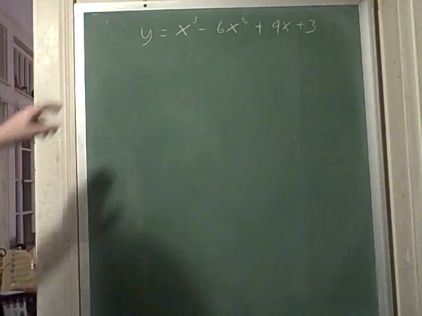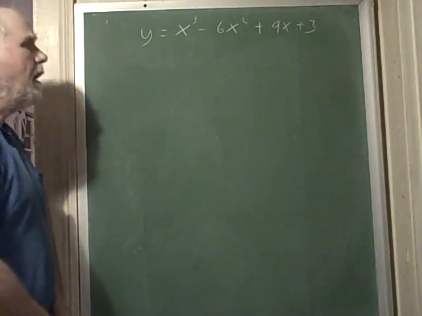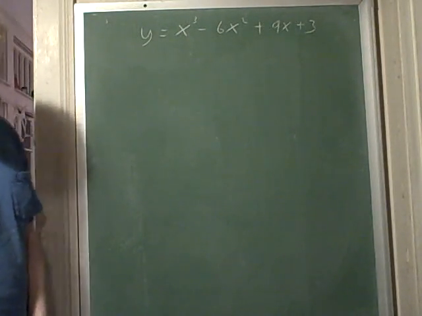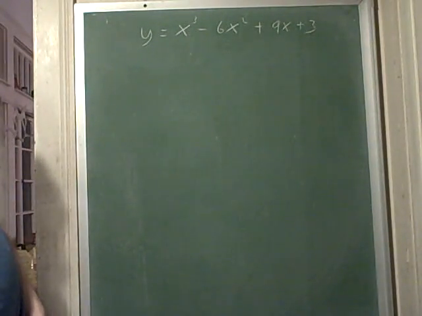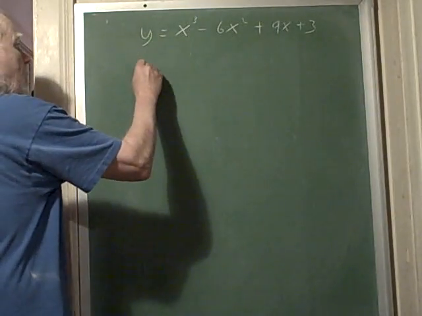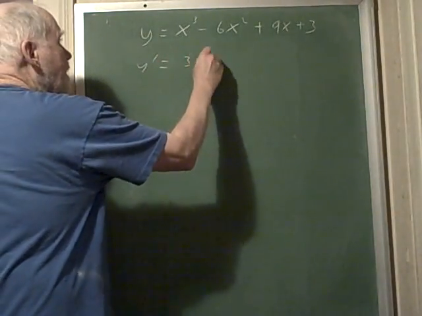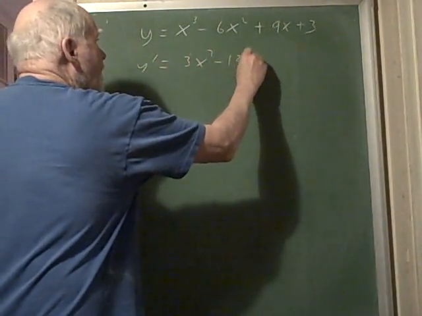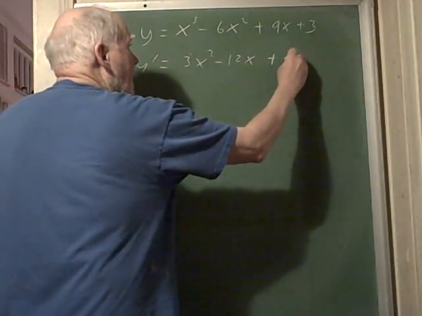We're going to graph this cubic polynomial, and we're only going to use the first and second derivative tests. We're just going to restrict ourselves and see how good of a graph we can get just using those. And so the first thing I'm going to do, of course, is take y prime, and if you do that you get 3x squared minus 12x plus 9.